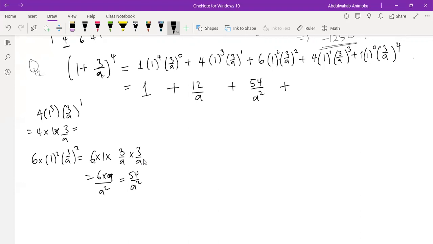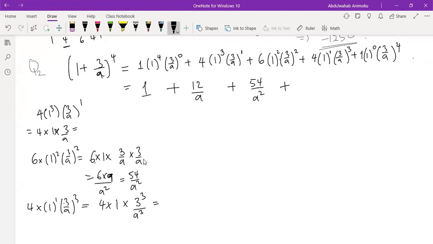What's the next one? We have 4 times 1 raised to power 1, 3 over a raised to power 3. And this is 4 times 1, 3 raised to power 3 over a raised to power 3. So this is 27 times 4.